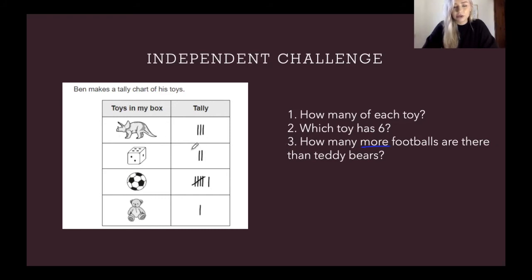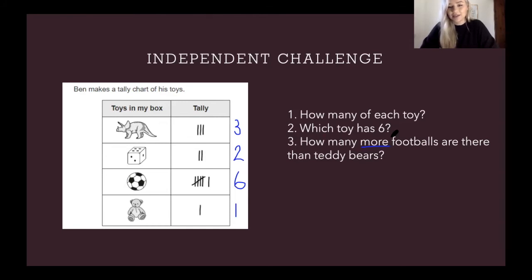So the dinosaur, let's count up how many tally marks there are. 1, 2, 3. So you should have written 3. Let's see how many dice he has. 1, 2. Let's see how many footballs he has. Well, we know he has 5 already just by looking at that. 5, add another one is 6. And how many teddy bears does he have? 1. Now this question will have helped you to answer the next question.